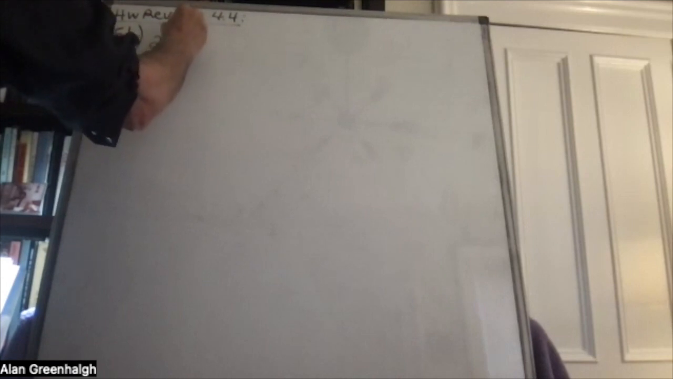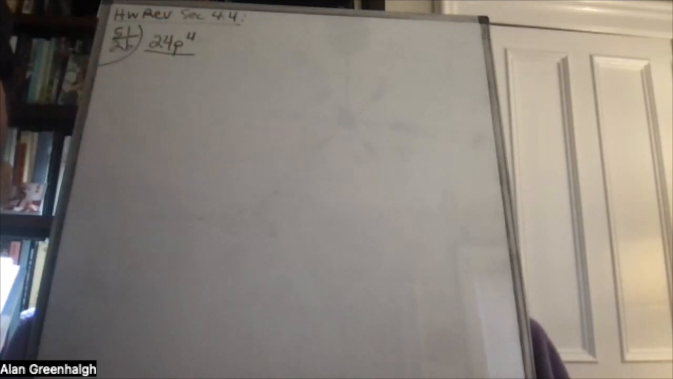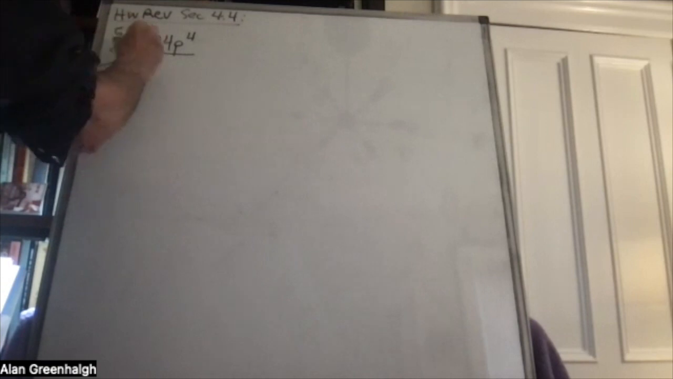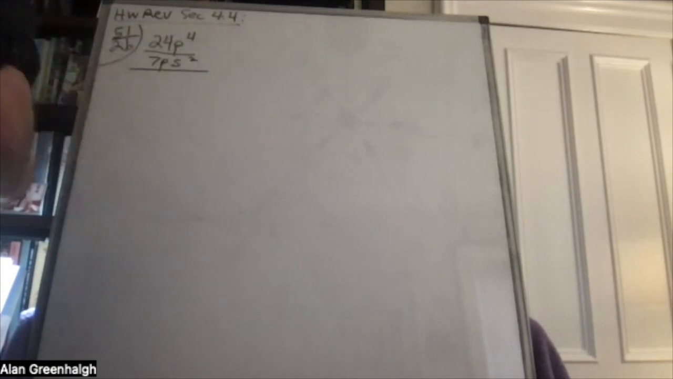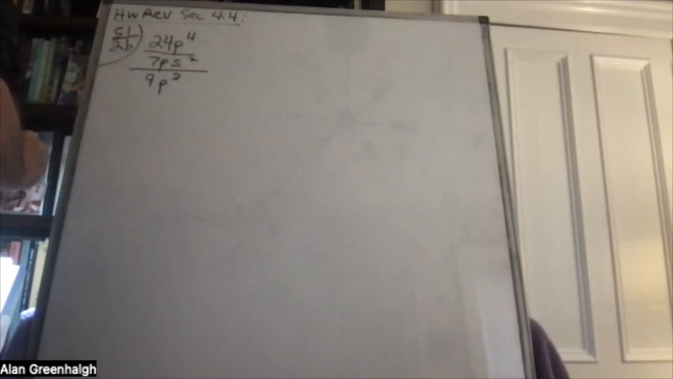And we start with a problem on page 51, and it's problem 2b. 24p to the fourth divided by 7ps to the second, divided by 9p to the third, divided by 8s to the fifth.